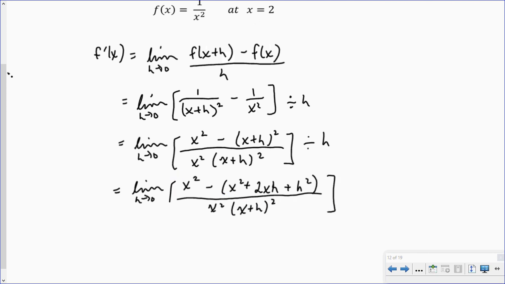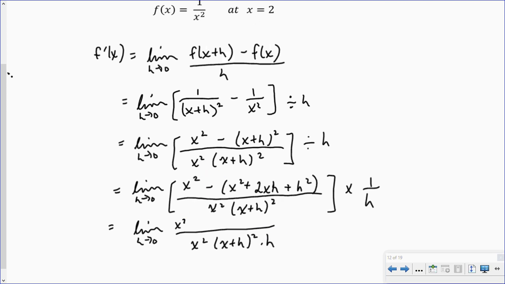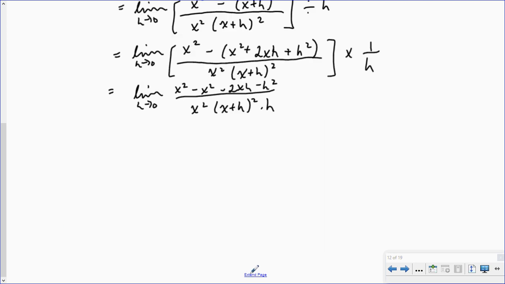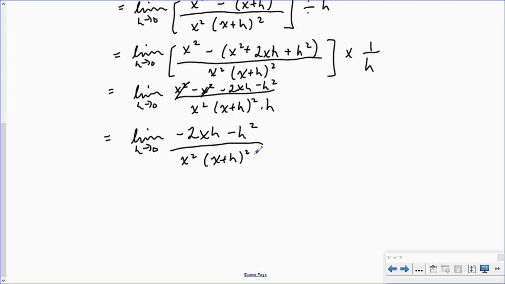Now I'm going to divide by h, and when I divide by a fraction, I multiply by the reciprocal. That's going to allow me to bring h in here, times h. And in my top, I'm going to have x squared minus x squared minus 2xh minus h squared, and that can simplify. So I'm left with the limit as h approaches 0 of negative 2xh minus h squared all over x squared, (x plus h) squared, and then times h.